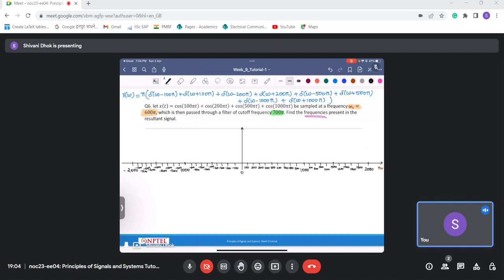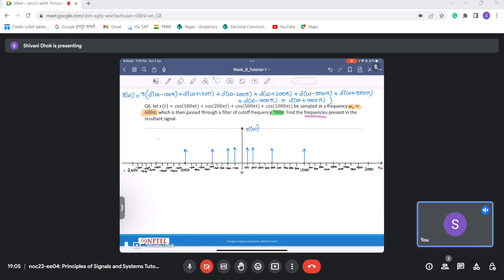Okay, so where all do we have these impulses? So we have impulses at plus minus 100, something like this. Then we have it at plus minus 200. Then we have it at plus minus 500. And at plus minus 1000. Okay, so this is basically X of omega.